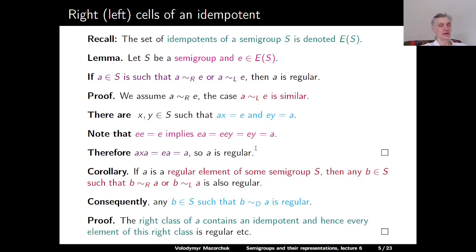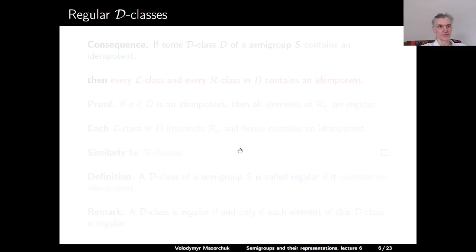Proof: the right class of a regular element contains an idempotent, as we have seen, and then every element of that class is a regular element by the lemma on this slide. So this implies the claim of the corollary. Now we can define the notion of a regular D class.